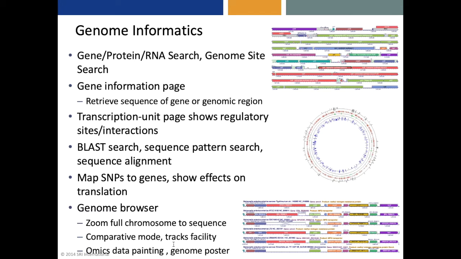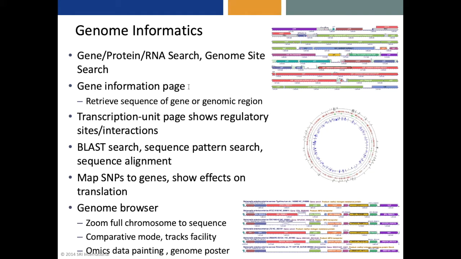The tools present in BioCyc span a number of different areas. One is Genome Informatics, where we provide extensive gene and protein search operations as well as genome site search operations. There's a gene information page with extensive information about genes and their gene products, and with the ability to retrieve the sequence of a gene or a genomic region. There's a transcription unit page that shows regulatory sites and interactions for a given operon. There is a BLAST search, sequence pattern search, and sequence alignment operations.